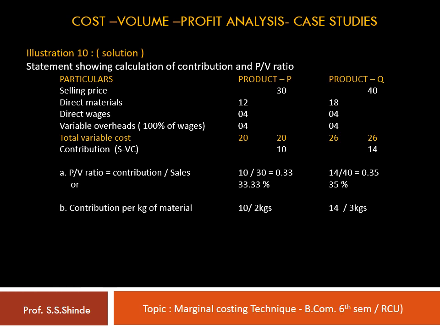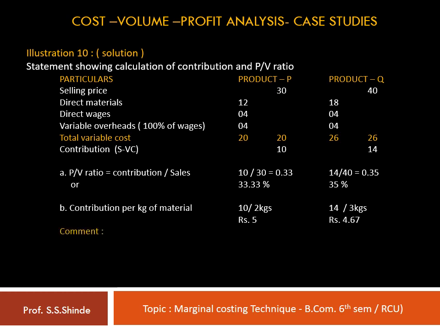Now, contribution per kg of raw material is calculated as total contribution divided by material consumed, that is 10 divided by 2 kgs in case of product P, and in case of product Q it would be 14 rupees divided by 3 kgs. Therefore, the contribution per kg of material would be rupees 5 and rupees 4.67, that is 4 rupees 67 paise.